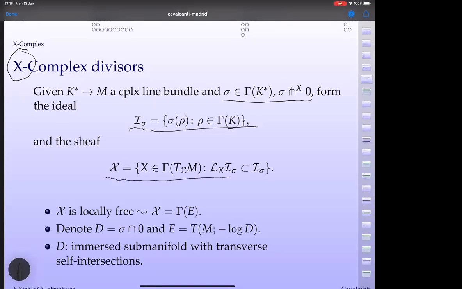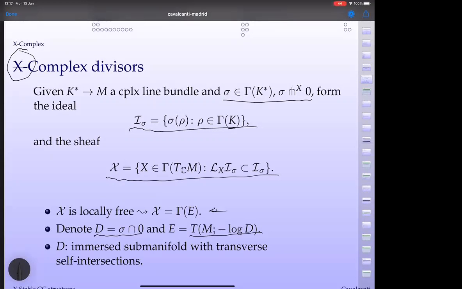So this is all the vector fields which preserve the ideal, and I get something which is a locally free sheaf. That's just a computation that you do. And then it comes from a vector bundle. So we start to introduce some notation. The zero locus of my section is called D, for the divisor, and the actual bundle is called TM log D. And I think we normally call that the complex log tangent bundle of M.